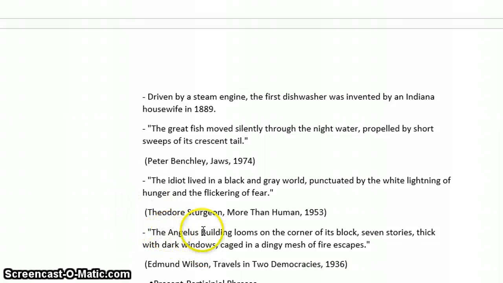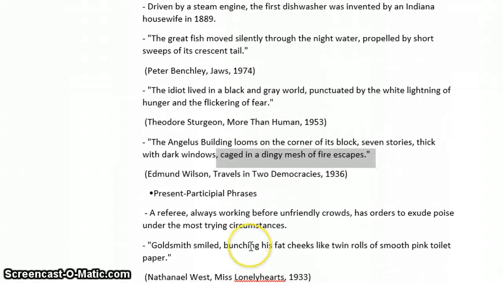"The Angelus building looms on the corner of its block, 7 stories, thick with dark windows, caged in a dingy mesh of fire escapes." The participial phrase there is caged. You'll notice these ed words, and this is where we've added it to the end of the sentence, and it is set off by a comma when we add it to the end of the sentence. Let's move on to the present participial phrase.